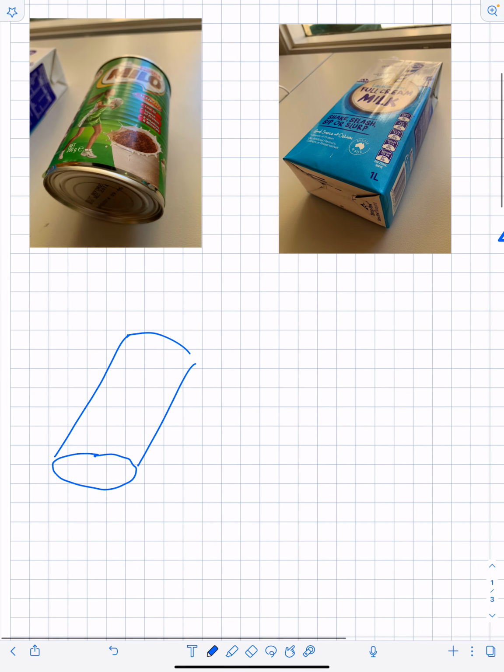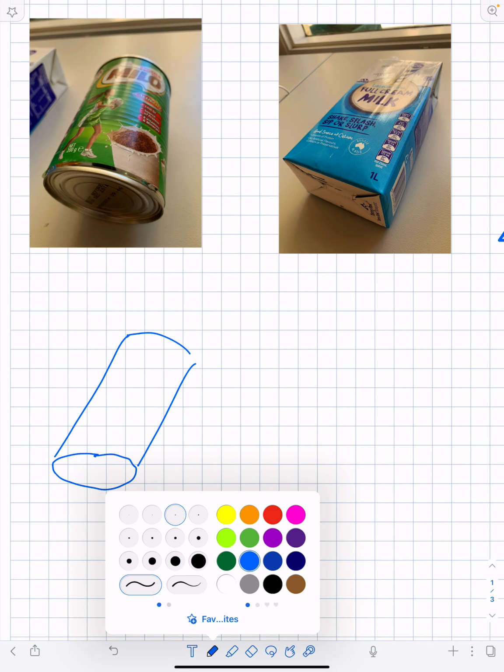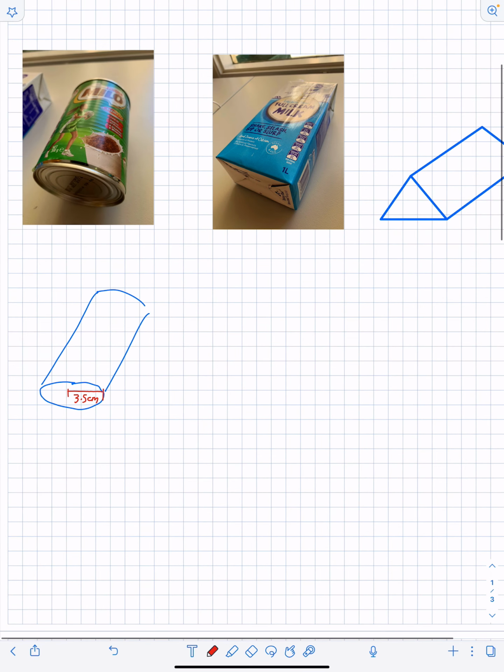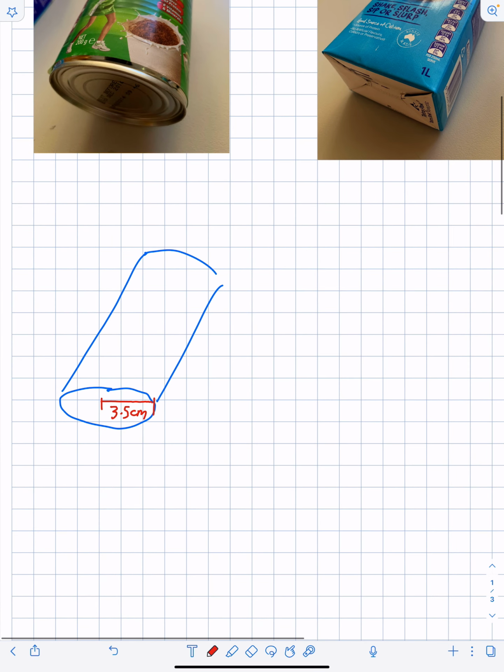We need two measurements here. One measurement we need is the radius, and so that's the length from the centre of the circle to the edge of the circle, and I measured it, and it was 3.5 centimetres. The second measurement that you need to calculate the volume of a cylinder, a circular prism, is the height, and on this one it was 11 centimetres.